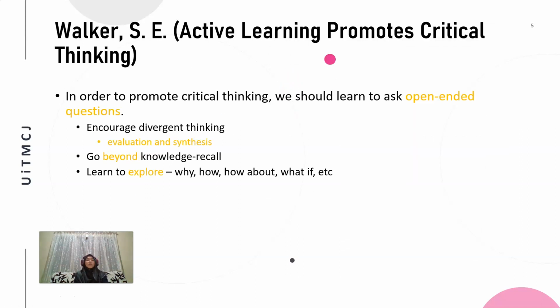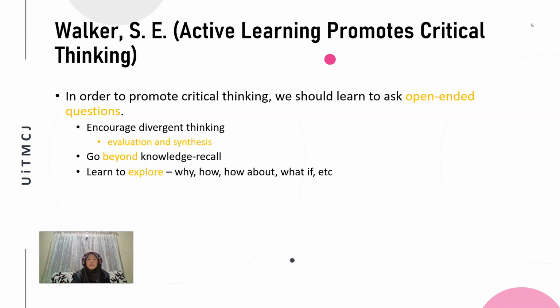Alright, before we go further, Walker SA, from the article Active Learning Promotes Critical Thinking, promotes asking open-ended questions. In order to have critical thinking, you need to ask open-ended questions. This encourages divergent thinking, evaluation and synthesis, and goes beyond knowledge recall. Learn to explore why, how about, what if, and so on. I will share the article about active learning promoting critical thinking with you.